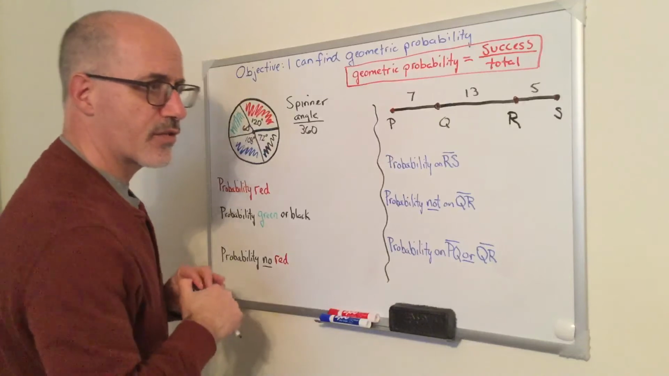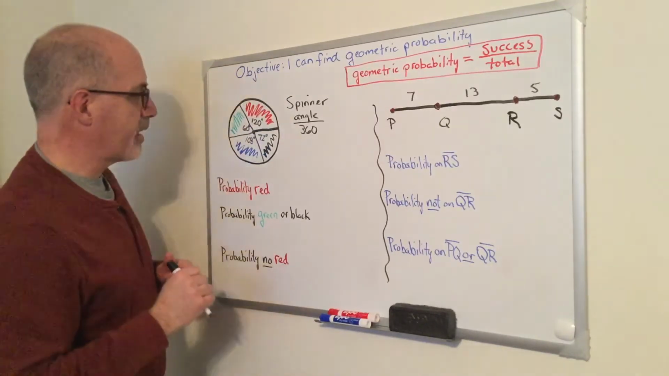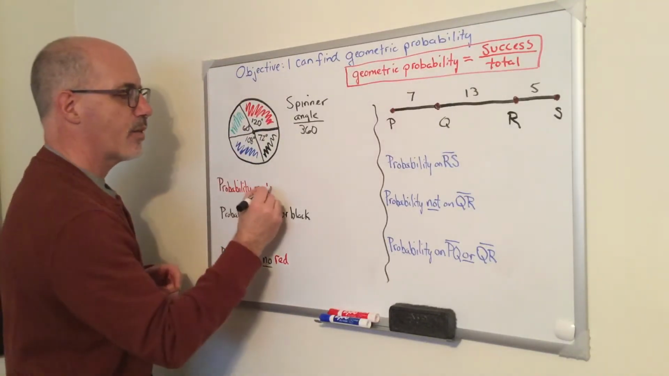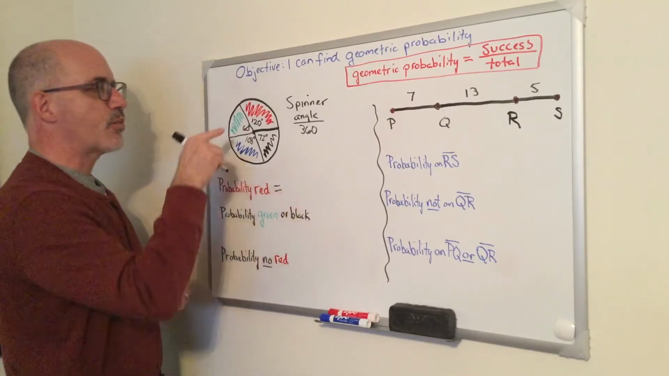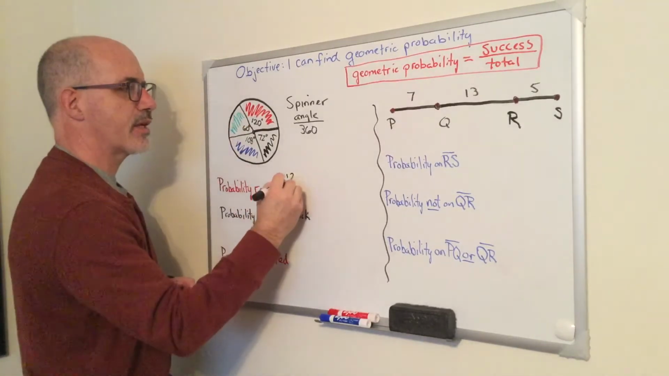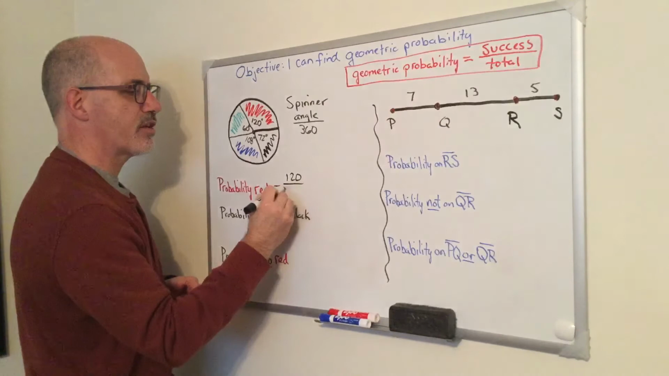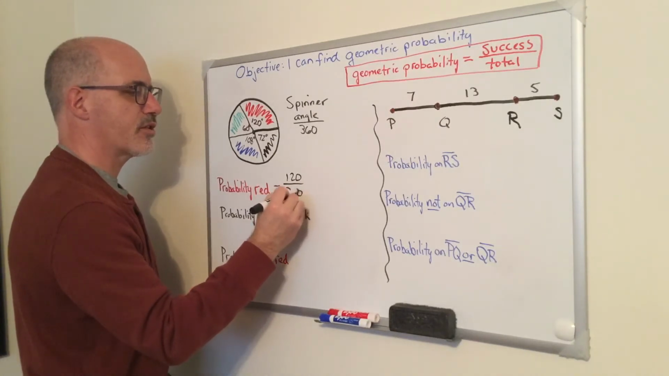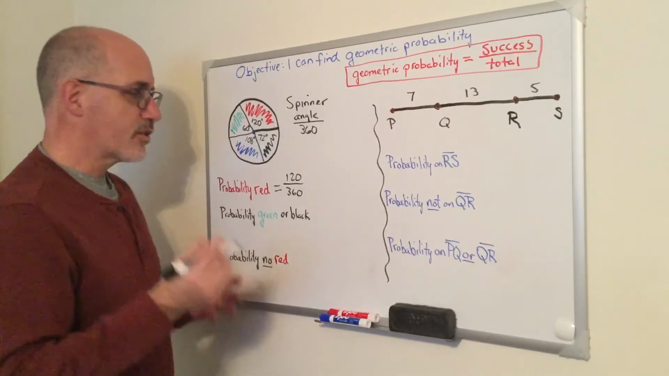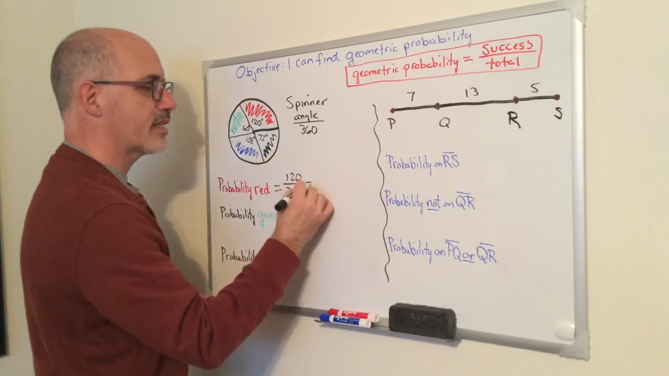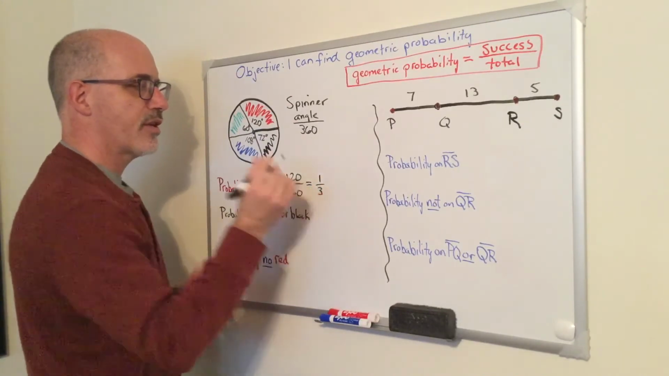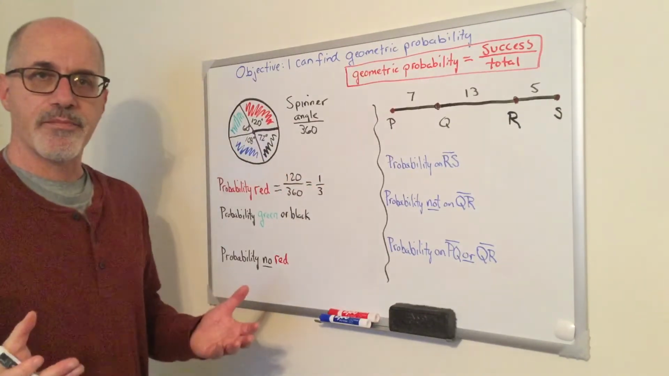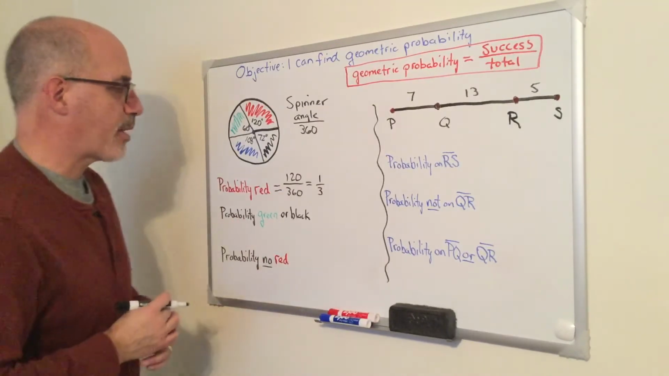All right, so first of all, let's start with probability here of doing red. What that would equal then is red is 120 degrees. We'd put that over the total number of degrees in a circle, which is 360. So 120 over 360 reduces down to 1/3, so my probability is 1/3. So that's how you do that type of problem.